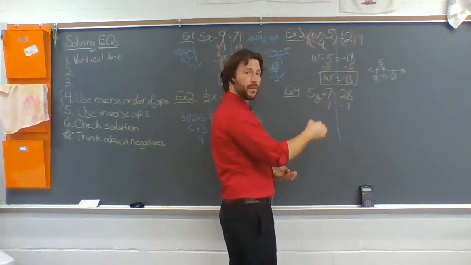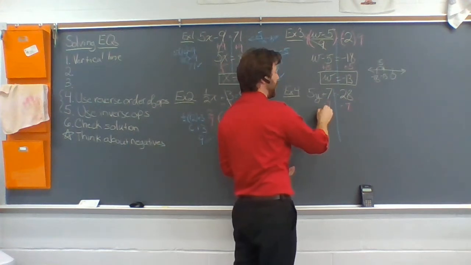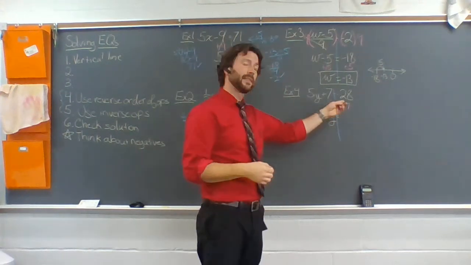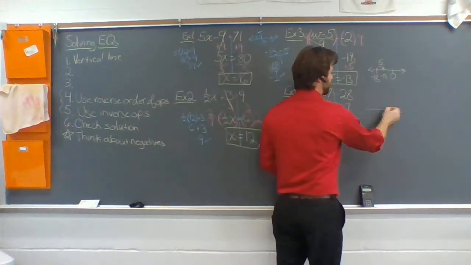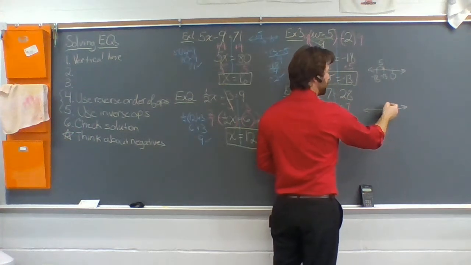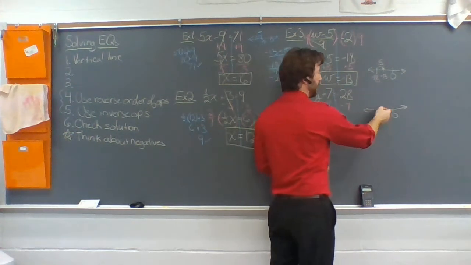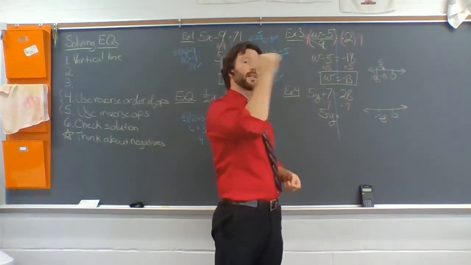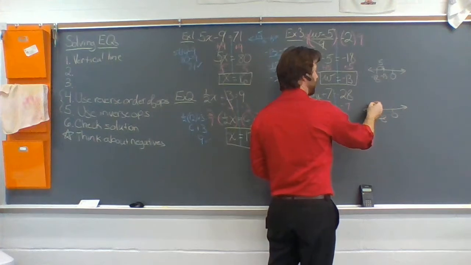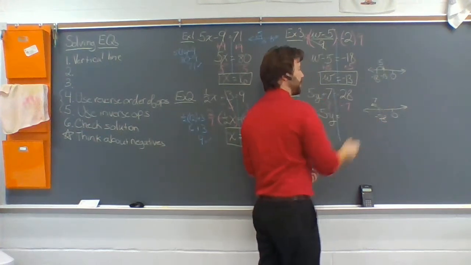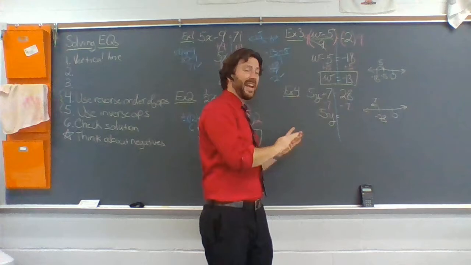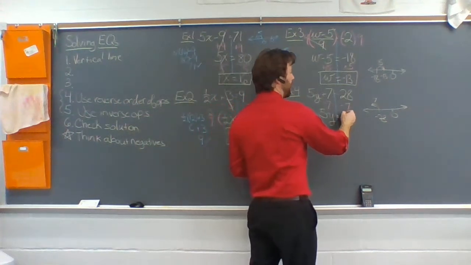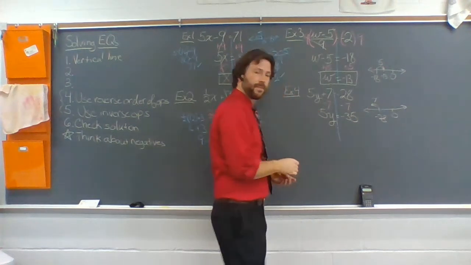Now 7 minus 7 on the left side cancels, and we just have 5y. On the right side, got a negative. No big deal. So here's our 0. Here's negative 28. Now if we're subtracting, we're going to the left. We're going deeper into the negatives. 7 steps. So if I'm at negative 28 and I'm getting deeper into the negatives, I take 7 steps. That's going to land me at negative 35.